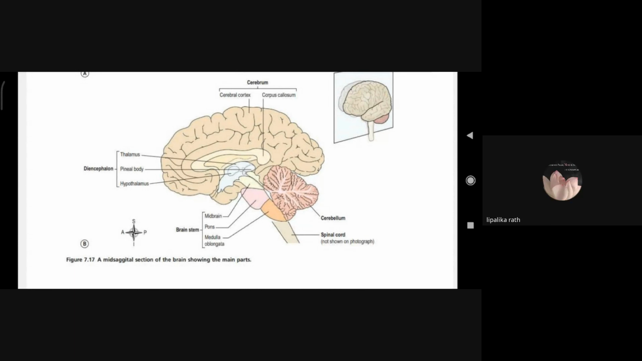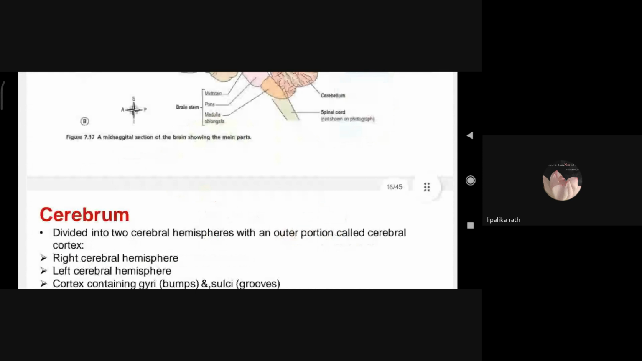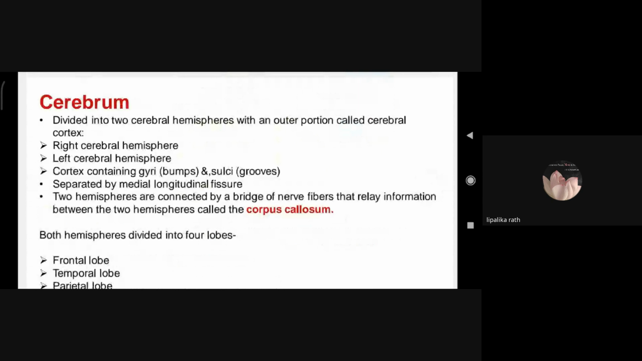So now we will learn about the cerebrum. The cerebrum is divided into two cerebral hemispheres. The outer portion is called the cerebral cortex. The largest portion of the brain is the cerebrum and it is divided into two hemispheres, left and right. The right cerebral hemisphere and left cerebral hemisphere are the two parts of the cerebrum.